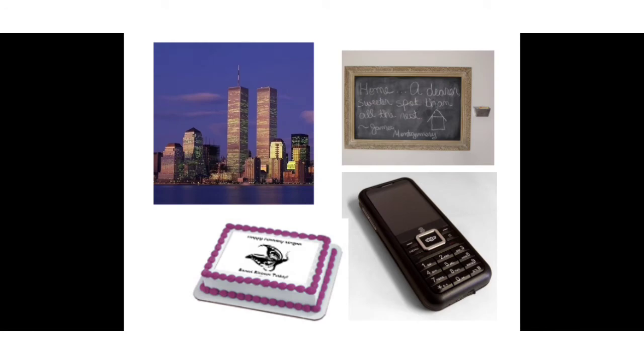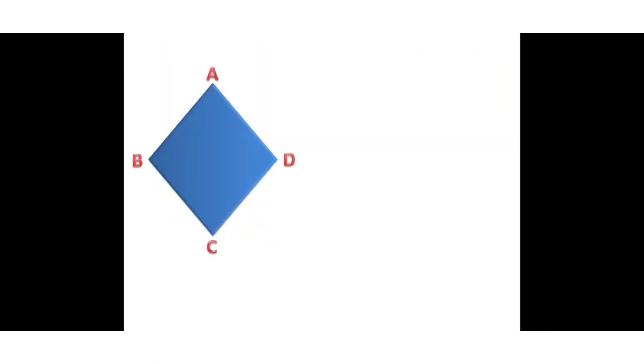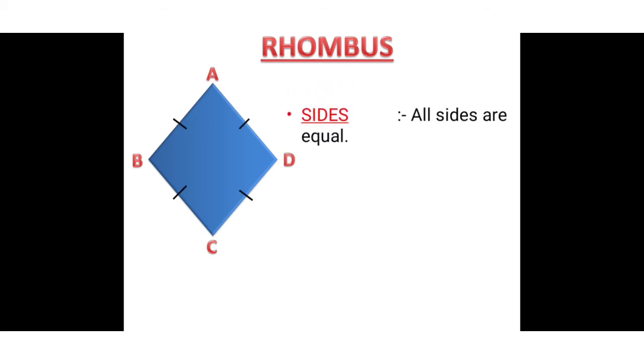So some of the objects that are rectangular in shape that you must have seen: the shape of the building, a slate, the shape of the cake here, and the mobile phone, they're all rectangular. The next quadrilateral is a rhombus. Now rhombus has all sides equal. A similar property is there for one more quadrilateral, which is it? That is square. Square also has all sides equal.